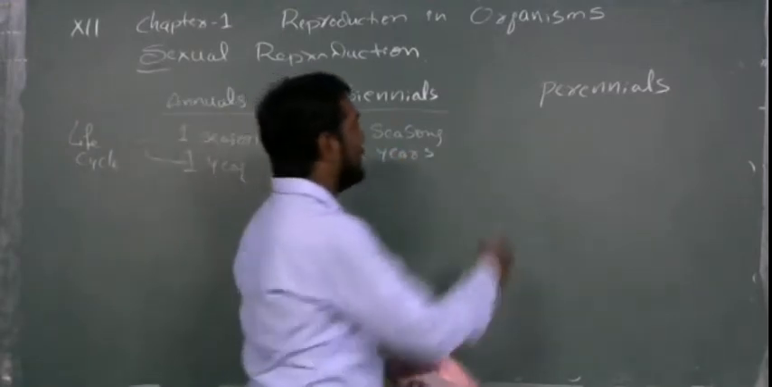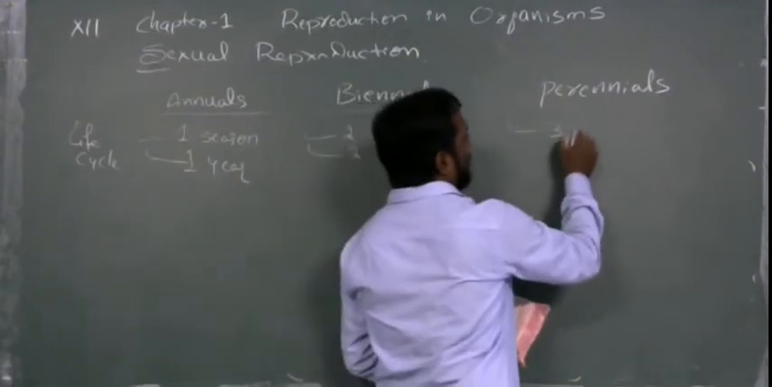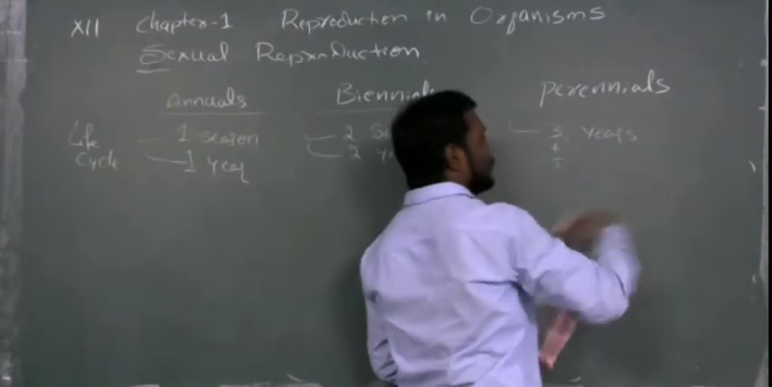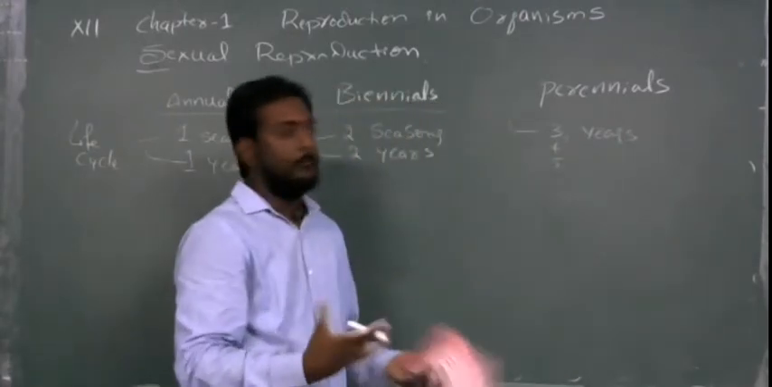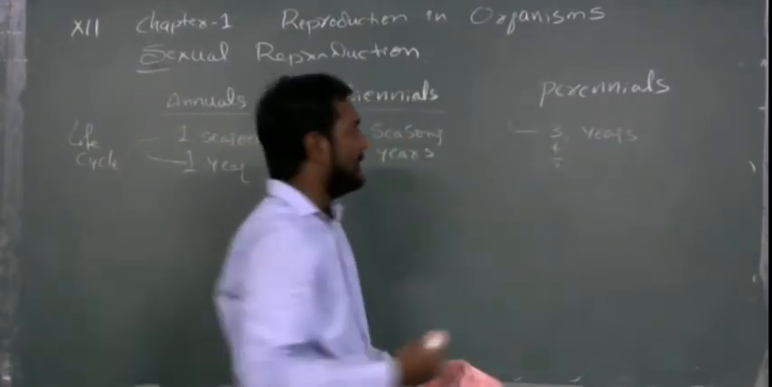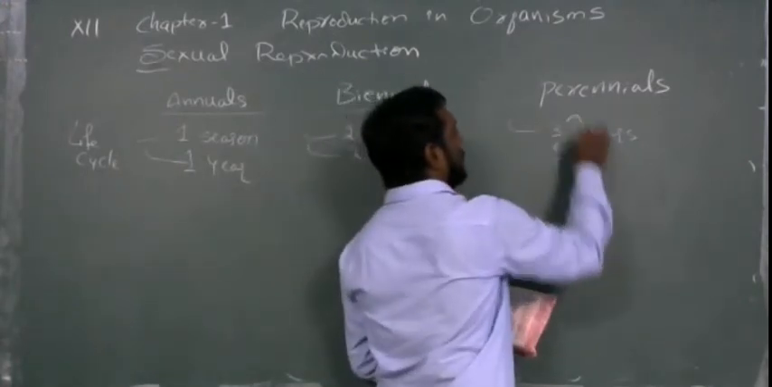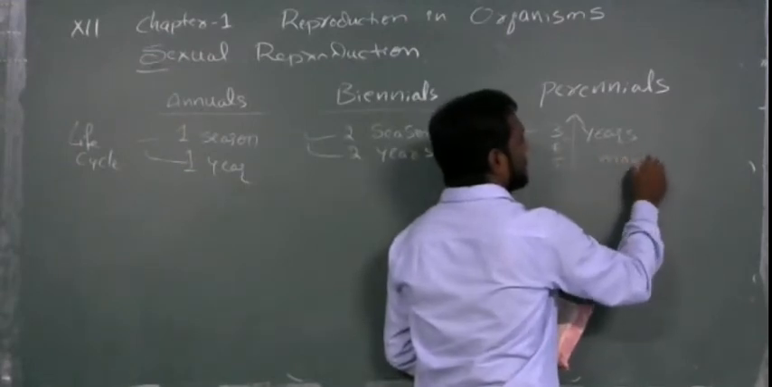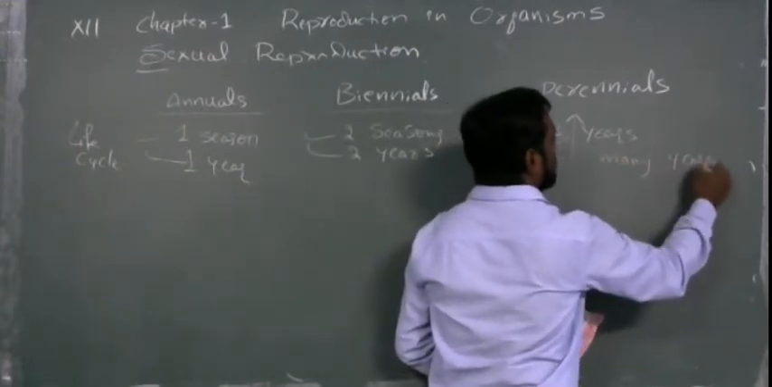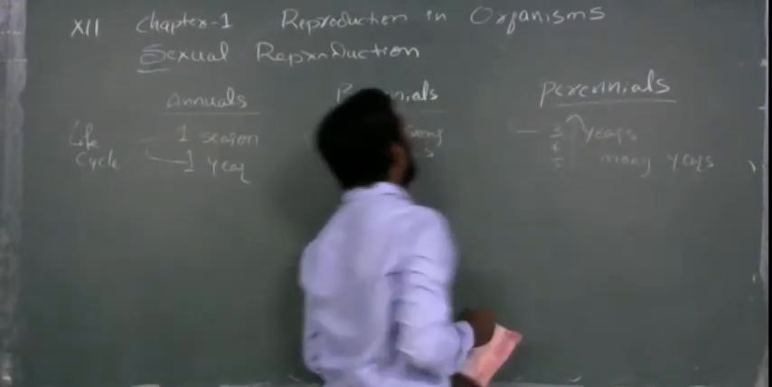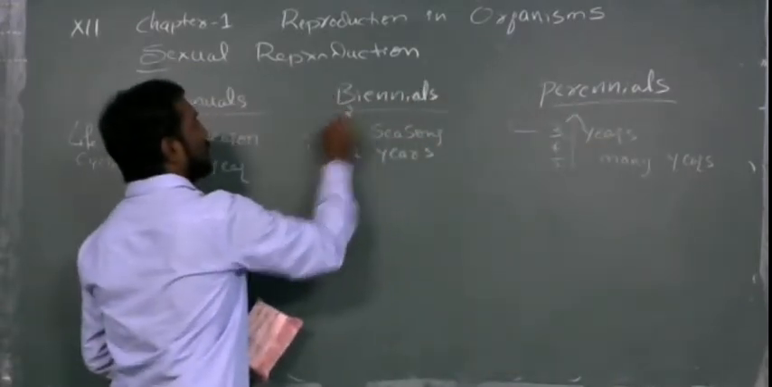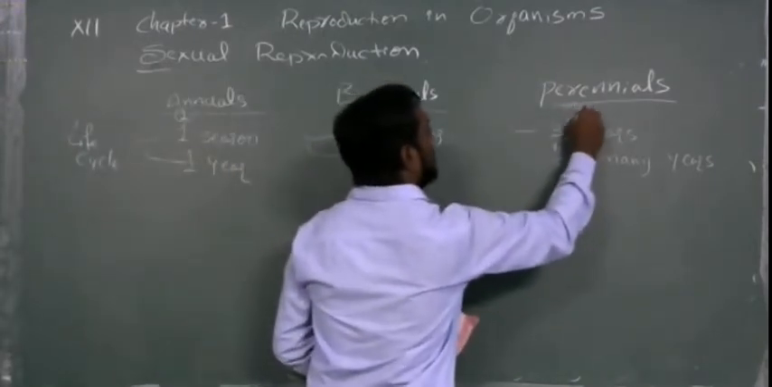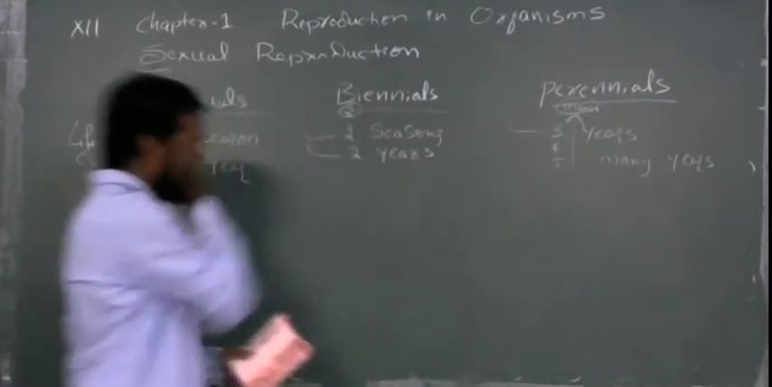In some cases, they need more than 3 years, 3 or 4 or 5 years, to grow and to flower. Some will flower multiple times, they need more years, and they will survive for many years. These are called perennials. Peri means many, bi means 2, an means 1. This is the case. So, what happens actually?